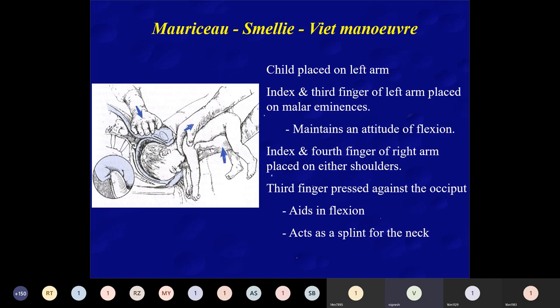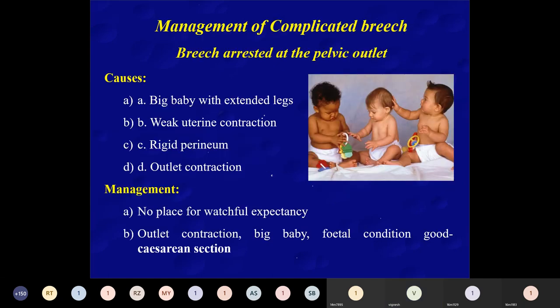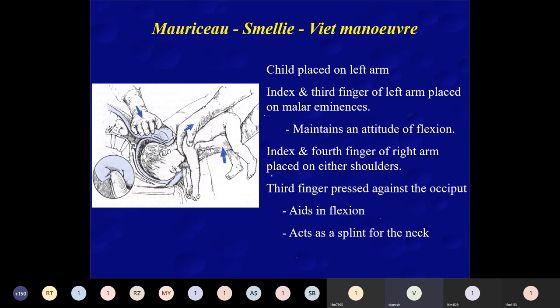Third finger pressed against the occiput aids in the flexion. So it acts as a splint for the baby. So this is the Mauriceau-Smellie-Veit technique of delivering the baby.